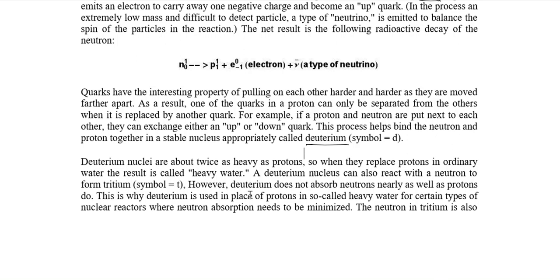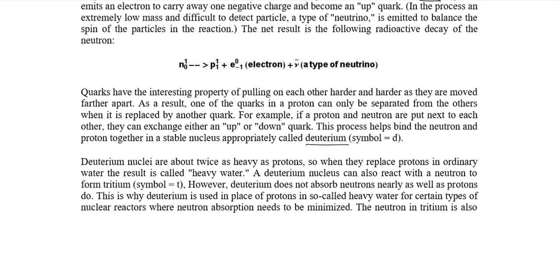The deuterium nucleus can also react with another neutron to form tritium. However, deuterium itself is a little more stable than ordinary hydrogen, which means it does not absorb any further neutron into its nucleus. That's why it is used in the nuclear reactor as heavy water, in which neutron absorption is minimized. Sorry, the heavy water.